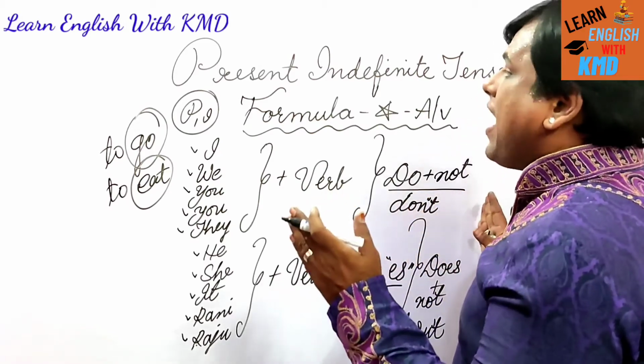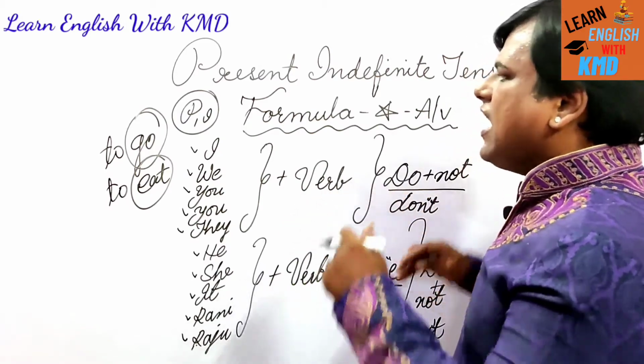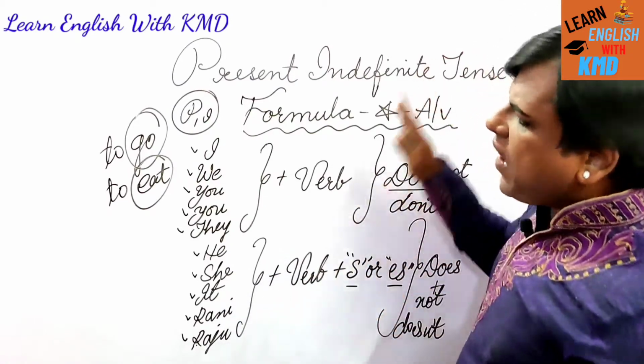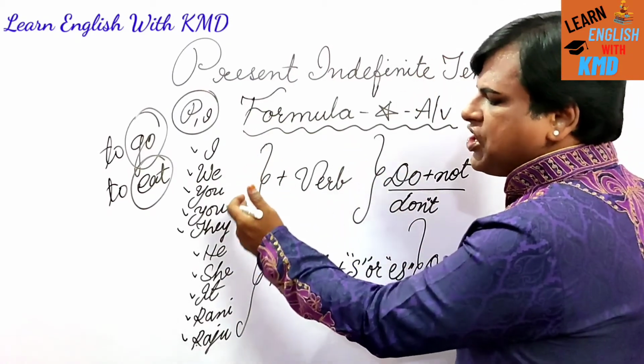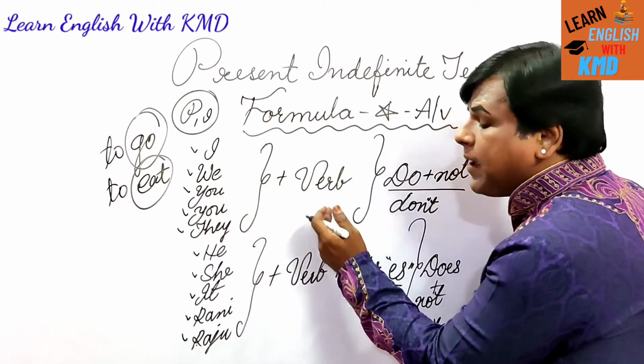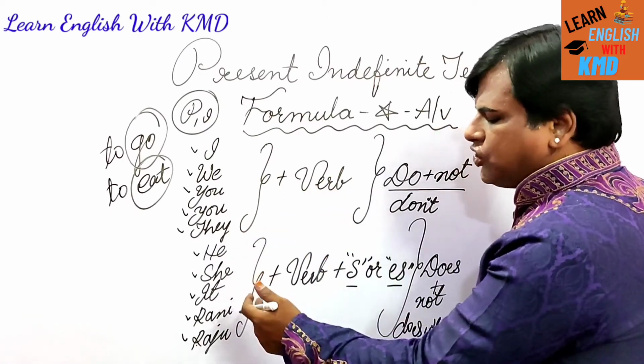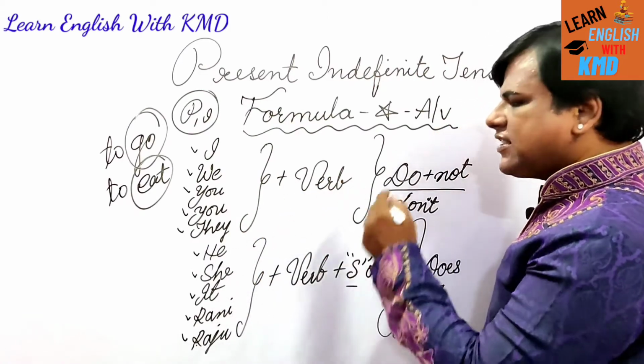Well, this is all about present indefinite tense and active voice. The formula is really very simple. I, we, you, they plus verb. He, she, it, Ronnie, Raju plus verb plus s or es.